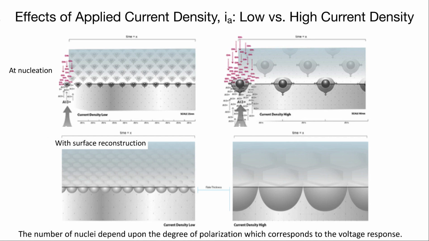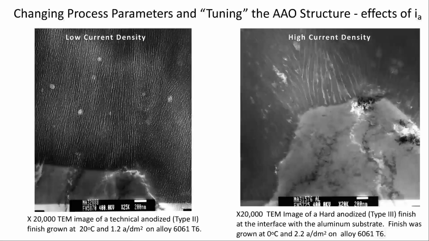Therefore, with surface reconstruction, under the circumstances at lower current density or lower voltage, we are going to have a smaller, finer structure with characteristics such as a central pore or the column wall that'll be finer than when we have a higher current density or a higher voltage.